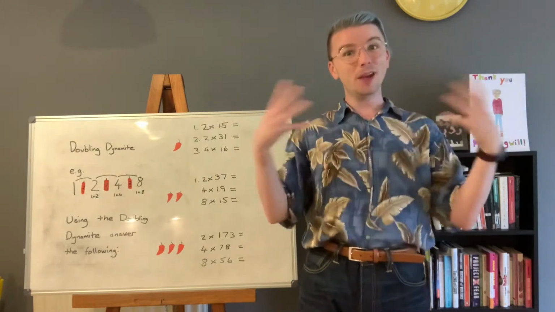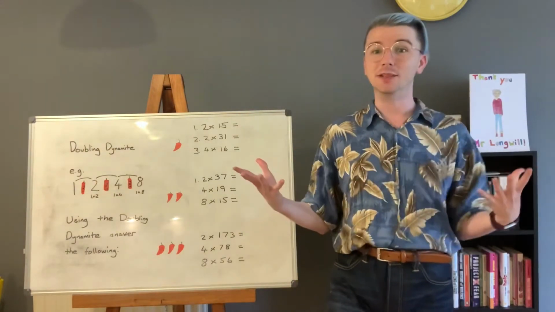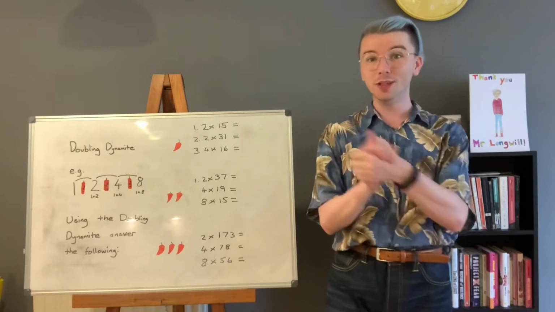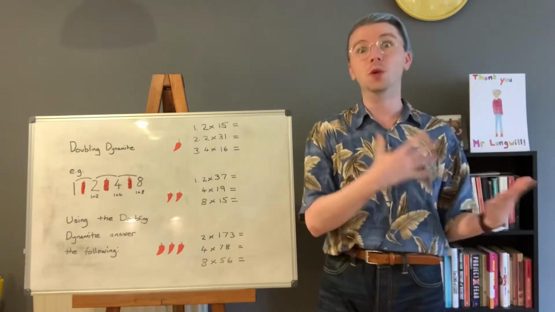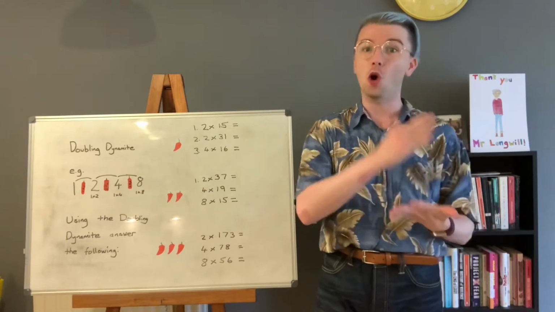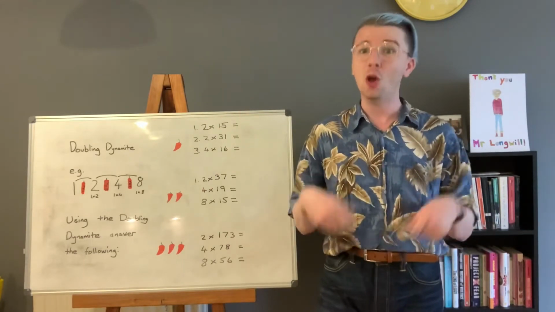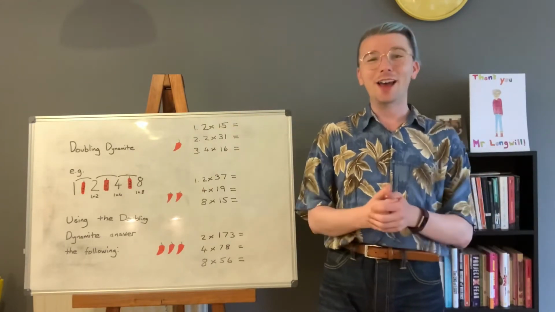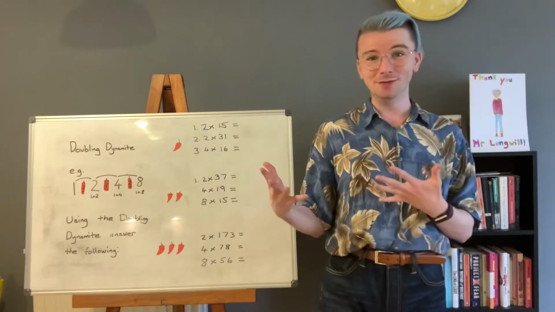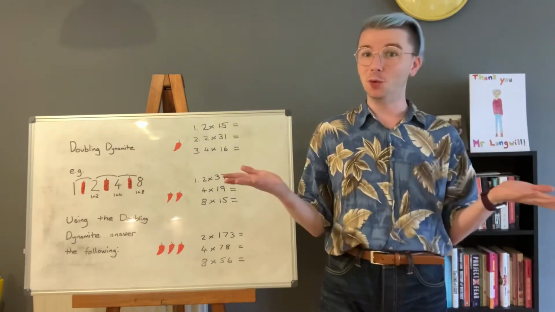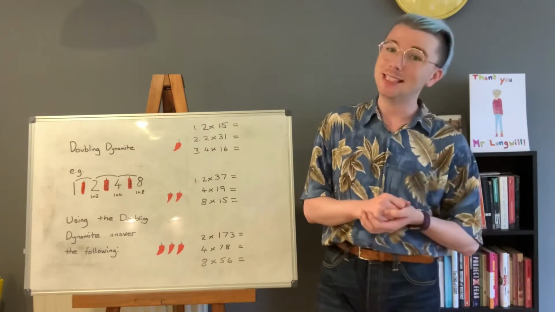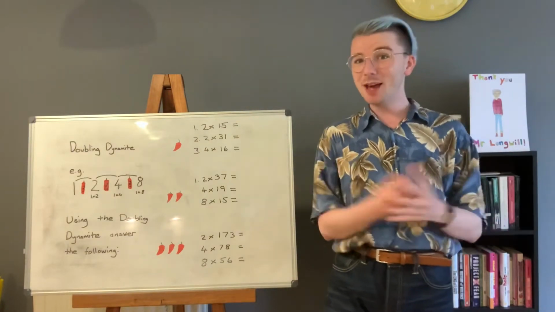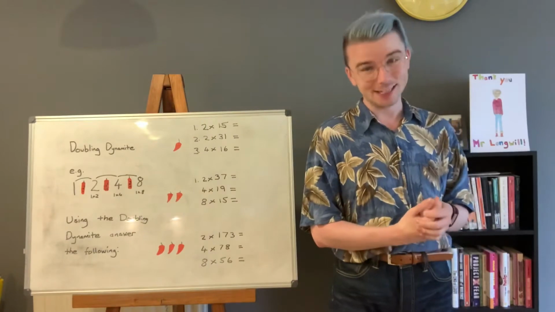If we did this with a bigger number, let's take the number 17, and I wanted to do 4 times 17. I could try and do 4 times 17, go through all the stages of the 4 times table. Or I could do double 17, which is 34, and then I could double 34, which would get me 68, which is the exact same answer as 4 times 17.